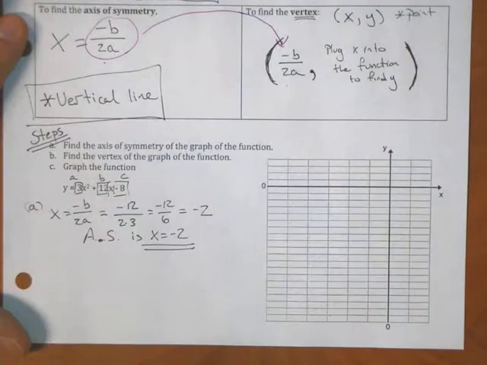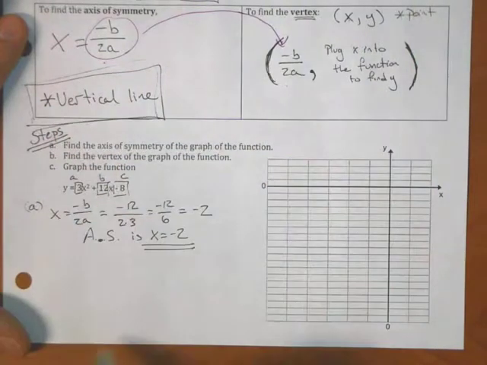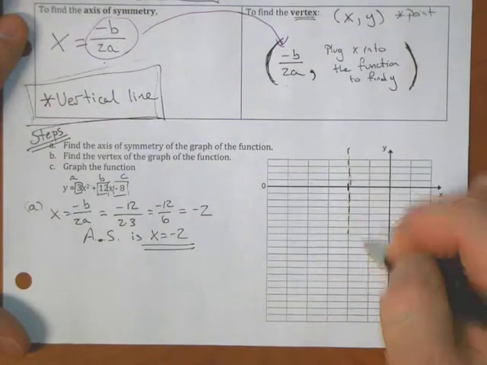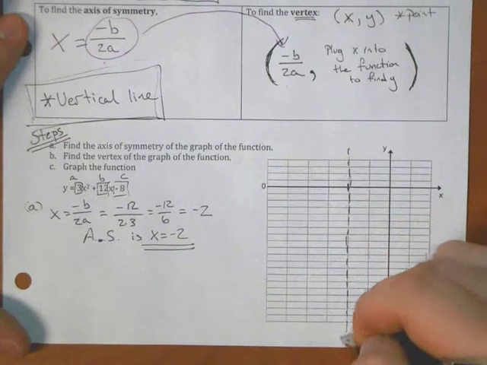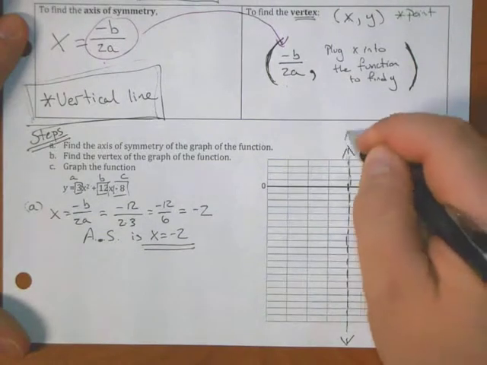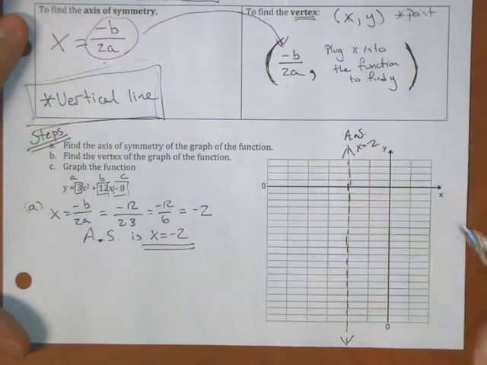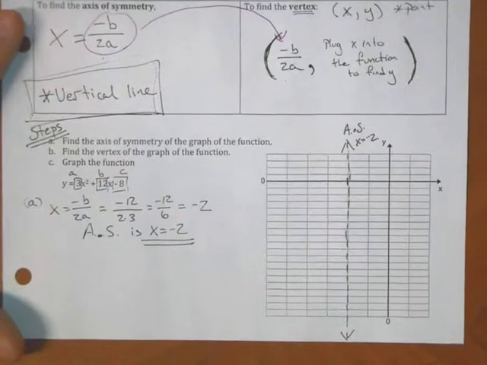It's not a point. It's a point on the x-axis for a vertical line. It's a vertical line through negative 2. So I find negative 2 on the x-axis, and I'm drawing a dotted line because it's not a part of the parabola. It's just going to help me graph it. My axis of symmetry is x equals negative 2.